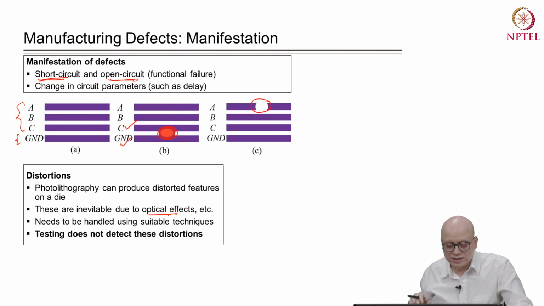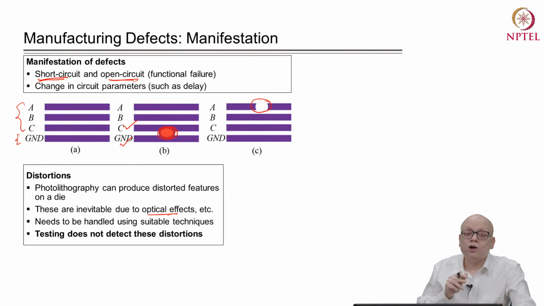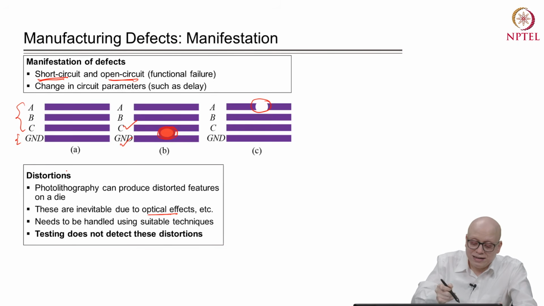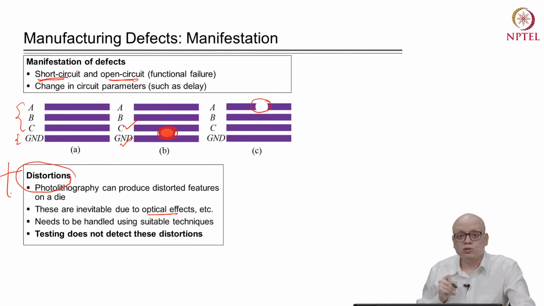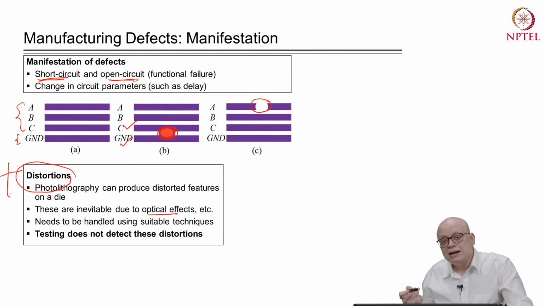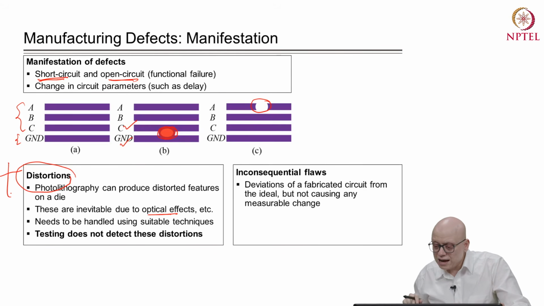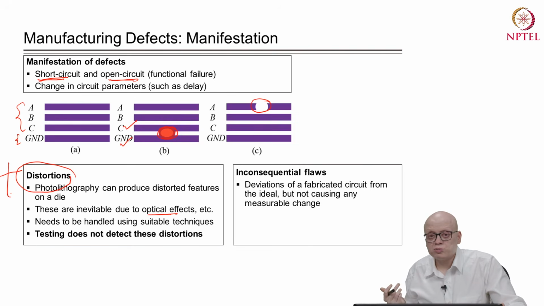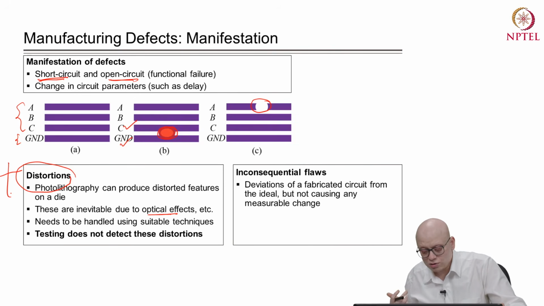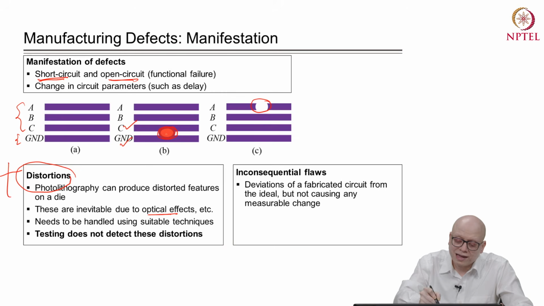But the point to note is that testing does not involve detecting these kinds of distortions. So, the focus of testing is not looking into these distortions of the features. These distortions are inevitable and need to be handled using some techniques. Some of the techniques we will be looking at in the next lecture, and there can be inconsequential flaws also.